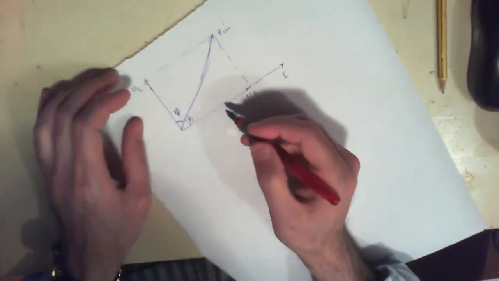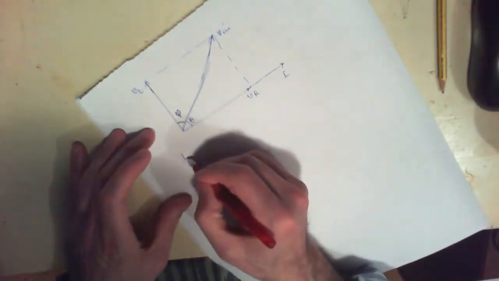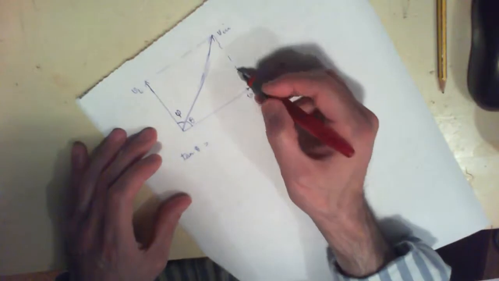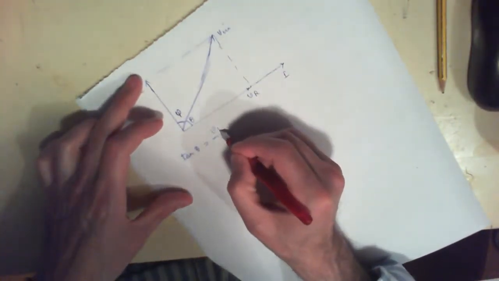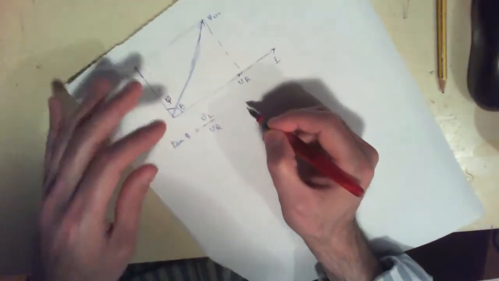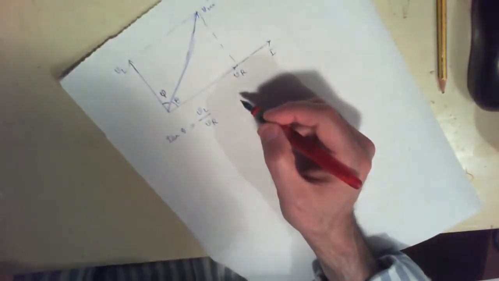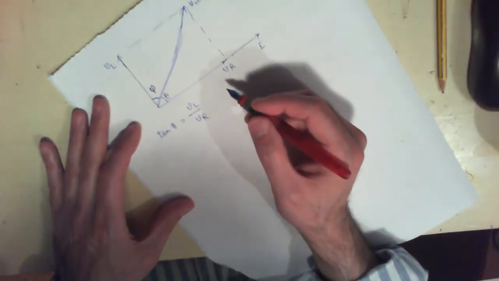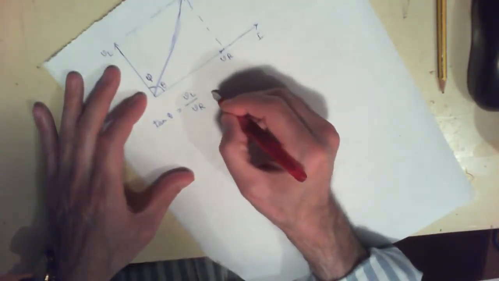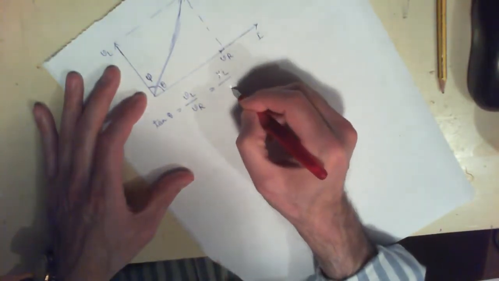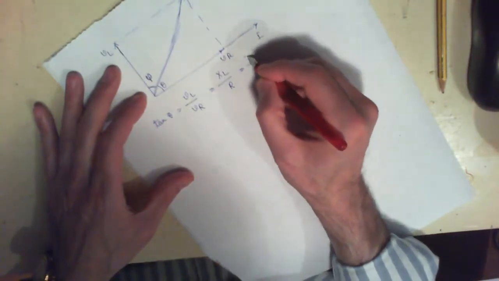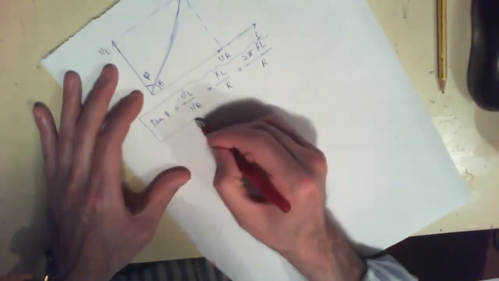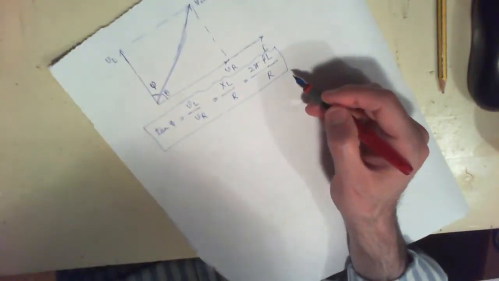Okay, so now you know that tan of theta would be equal to opposite over adjacent, so that would be V of L to V of R. But there is one more way to calculate this, which is X of L to R, where X of L is the same thing as 2 pi F L. So there are these three ways to calculate this angle theta.